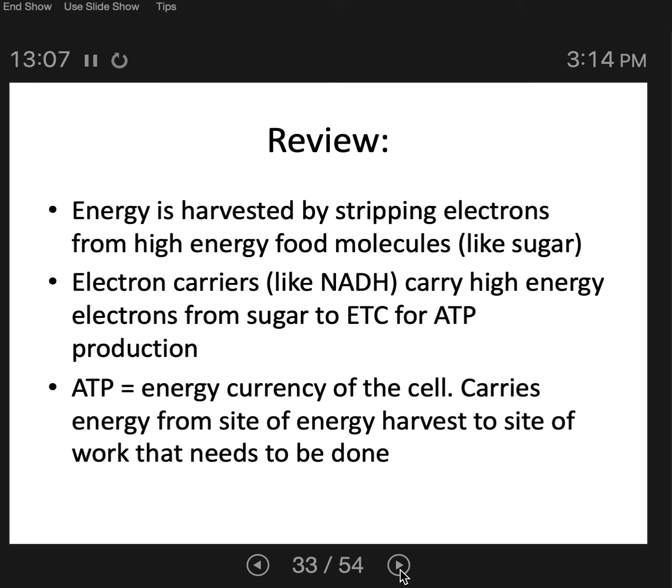So whether it's moving the flagella so that the cell can move around, whether it's cell division to create progeny, whether it's moving something against its concentration gradient across the cell membrane, it doesn't really matter, but any activity that needs to be done in the cell, ATP is going to drive that.